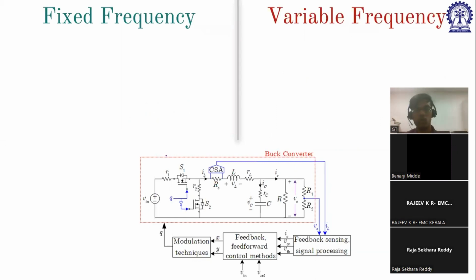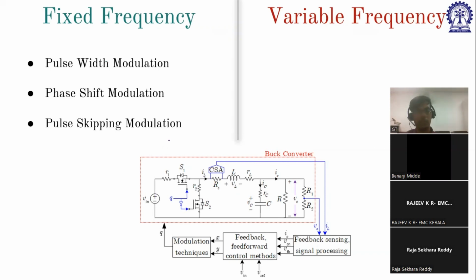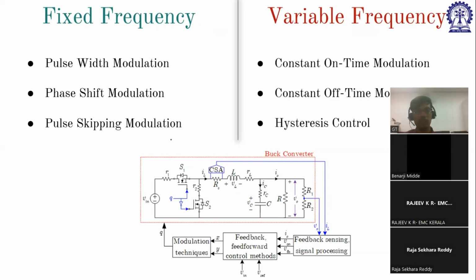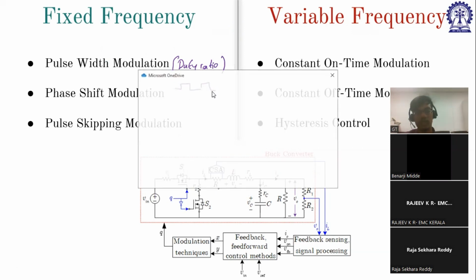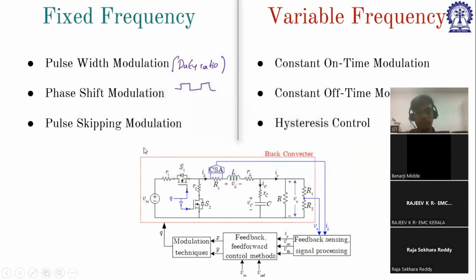So now coming to fixed frequency and variable frequency control techniques. In fixed frequency, there are multiple techniques called pulse width modulation, pulse shift modulation, and pulse skipping modulation. In pulse width modulation, the frequency is fixed and the duty ratio is variable. We are only changing the duty ratio. In pulse shift modulation, there will be two pulses, and the phase shift between these two is varied.